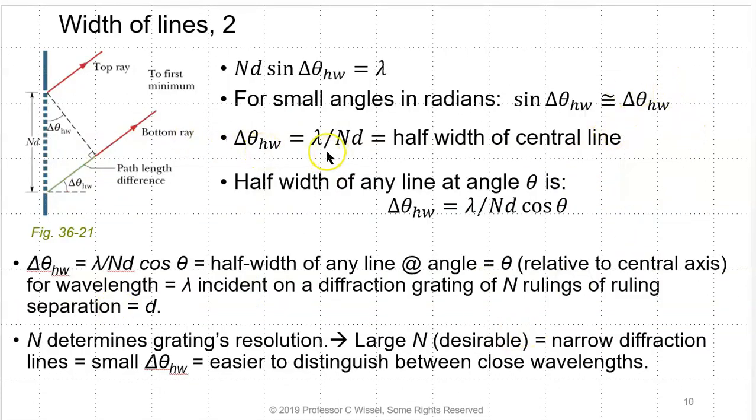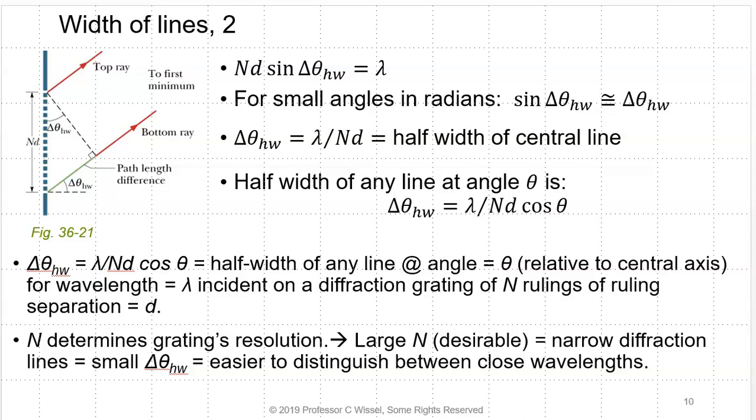Delta theta half width is lambda divided by n_d. That's the half width of the central line. The half width of any line at angle theta is delta theta half width equals lambda divided by n_d cosine theta. This equals the half width of any line at angle theta relative to the central axis for wavelength lambda incident on a diffraction grating of N rulings, ruling separation d. N determines the grating's resolution. Large N, which is desirable, means narrow diffraction lines, small delta theta half width, easier to distinguish between close wavelengths, and brighter.